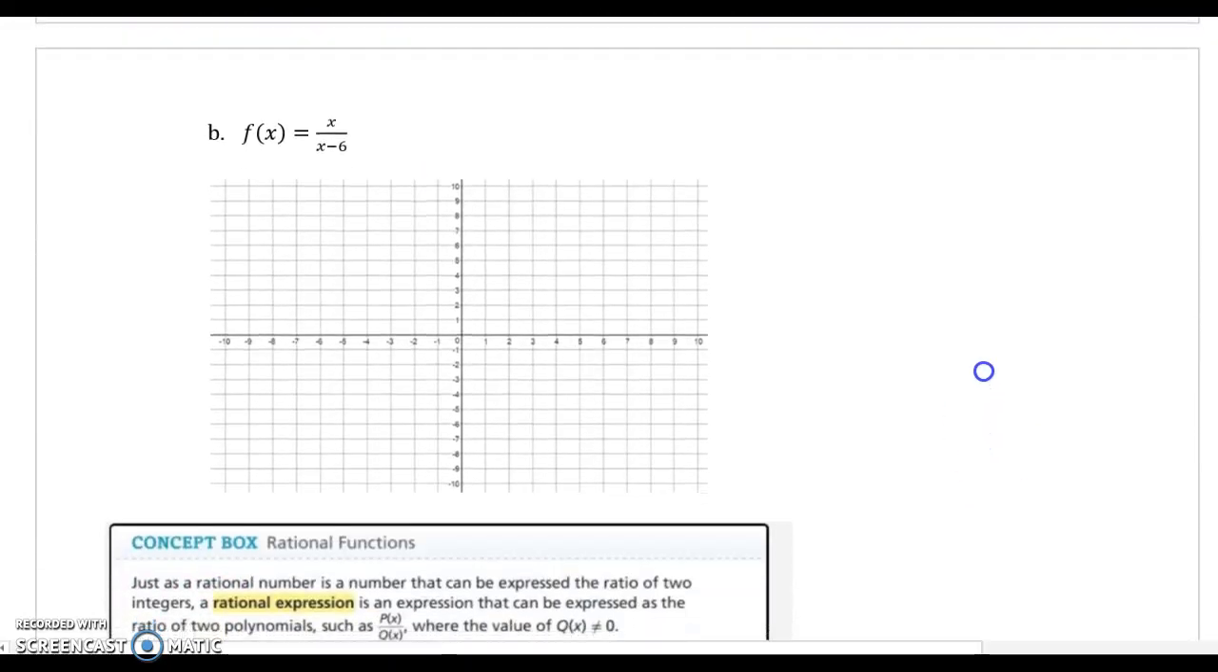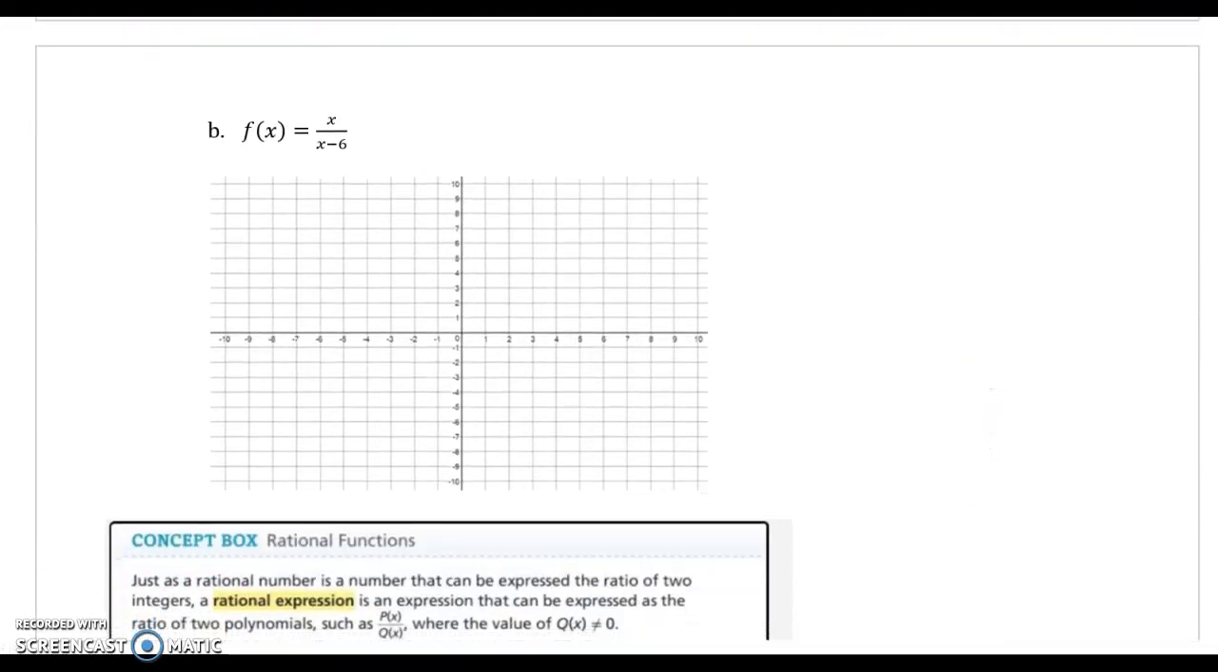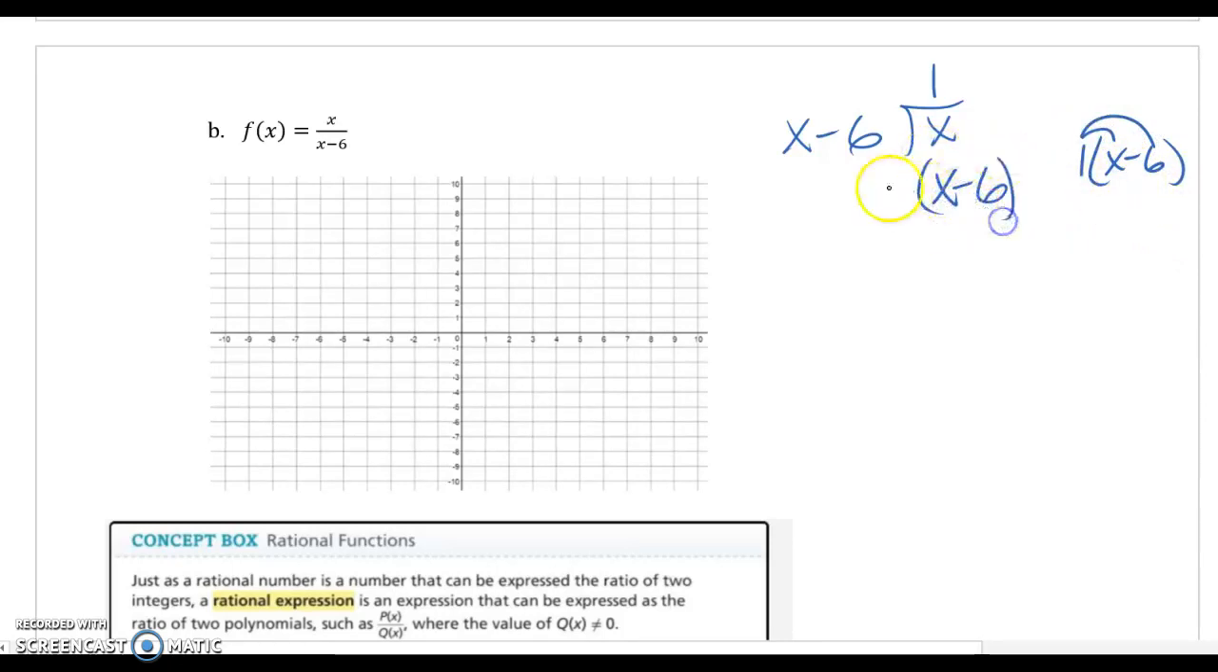Okay, I would recommend that you stop this video and try this one on your own, and then come back and I will go over it. Okay, so x divided by x minus 6. X goes into x once, and 1 times x minus 6. This should be an easy enough one to do in your head, but I'll write it over here just in case. So we just get x minus 6.